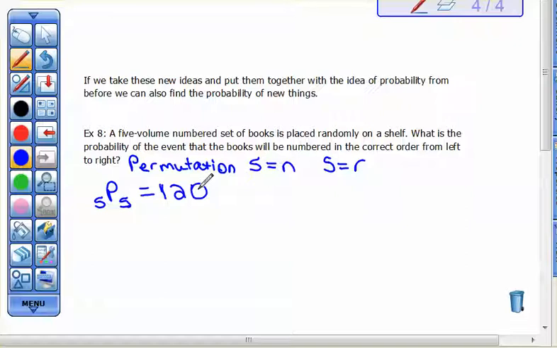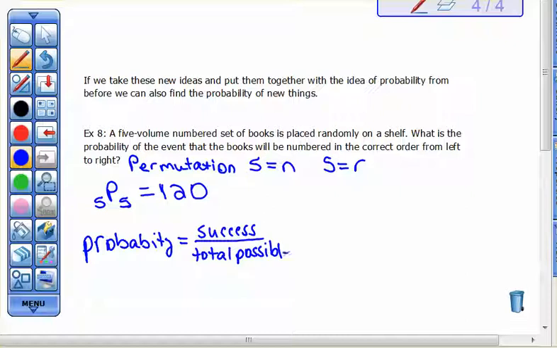We wanted a probability. Probability, remember, is successes over total possible. In order for us to be successful here, there would be one of these groupings that would be in the correct order from left to right, out of 120 possible groupings. So the probability would be 1 out of 120.